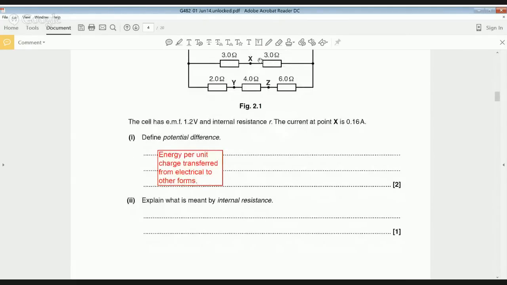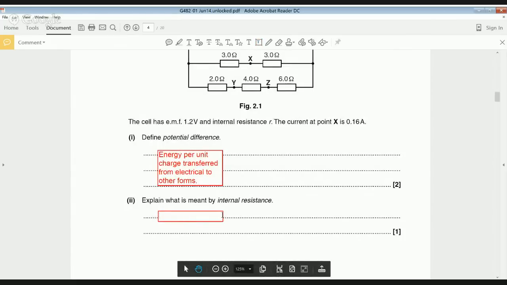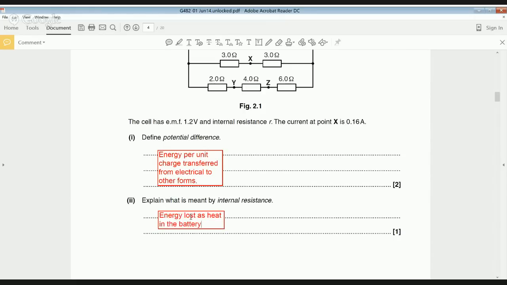And explain what is meant by internal resistance. Now, this was a tricky one, and the mark scheme for this is not all that helpful. But internal resistance, one way of describing it is that it's energy lost as heat in the battery. So the battery effectively has a resistance. The resistance has come as a result of the chemicals in the battery, and you can write things about that. But the mark scheme for this particular question was a bit strange.